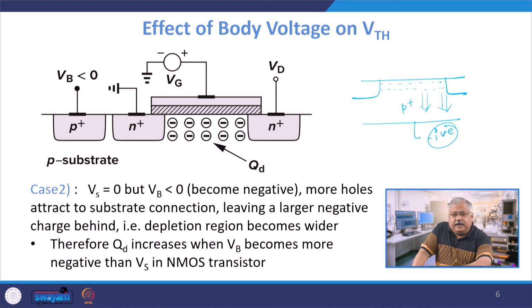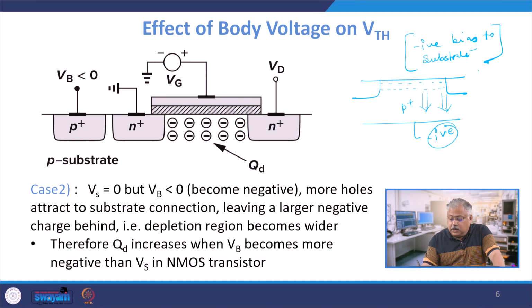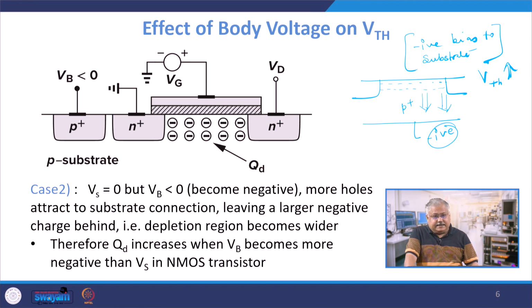So if your QB is negative, you have a depletion region formed. Of course, you need to increase your gate voltage in order to invert the depletion region, and therefore the threshold voltage rises. If you have applied a negative bias to the substrate, your threshold voltage will go on increasing, and the reverse will be true if you have applied a positive bias. I hope conceptually it is clear, and that is the reason we come to the next stage here.